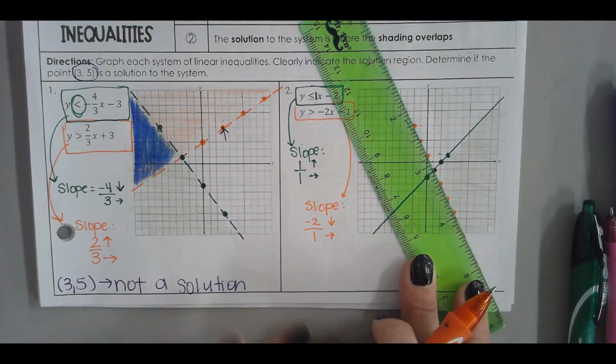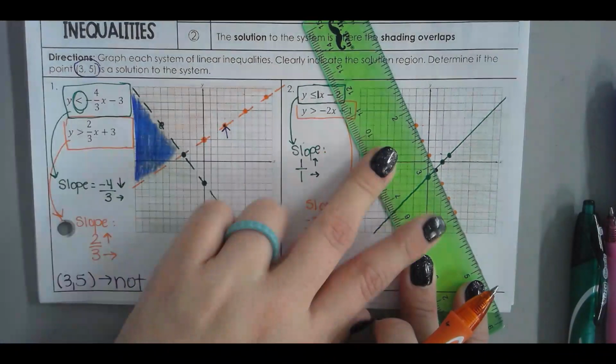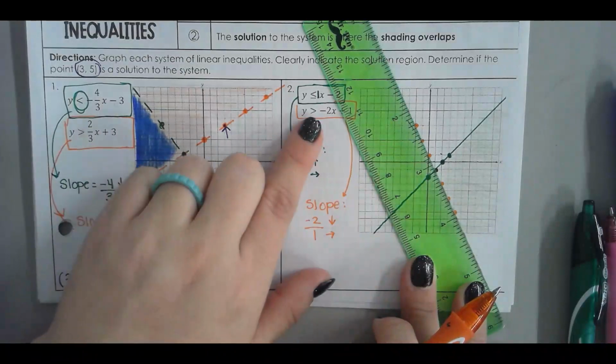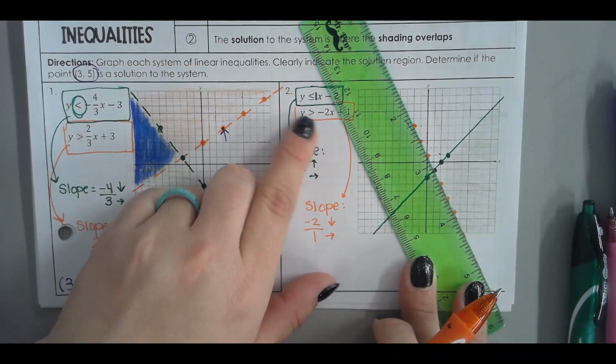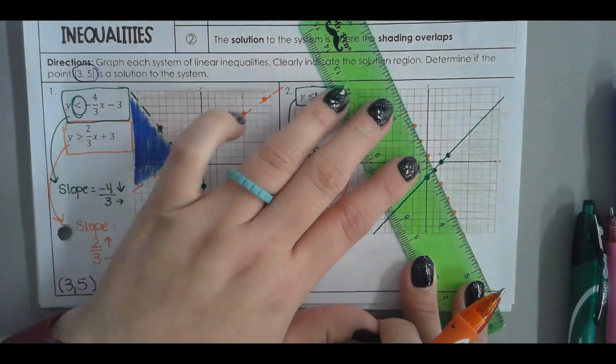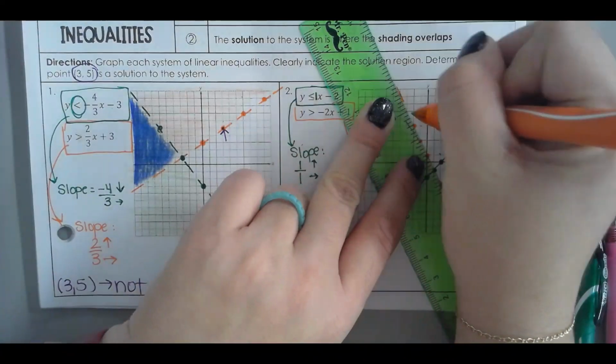Solid or dashed? The second line. Dashed. That does not have the equal to part. It doesn't have that extra line. So it's a dashed.